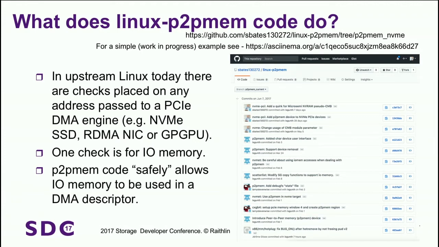All right. So one of these changes, and you can just go to GitHub and look at it, takes the NVMe driver, and it's not a lot of changes, maybe 10 lines of changes to the NVMe driver, and it says, I'm going to look at my CMB registers and see, do I have a bar?